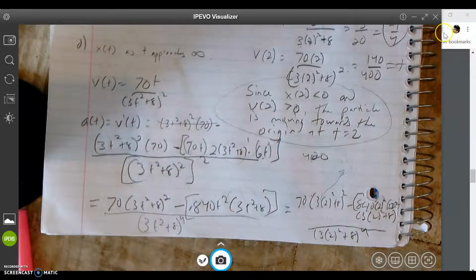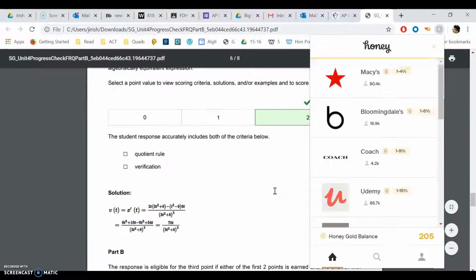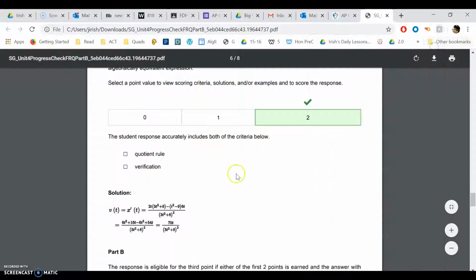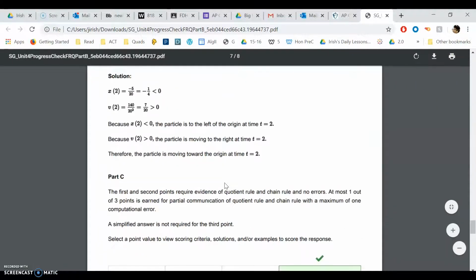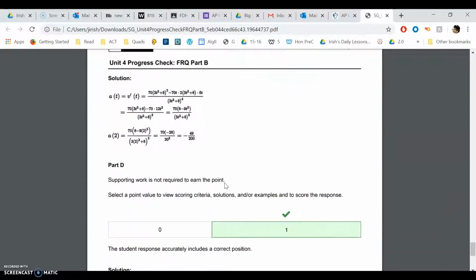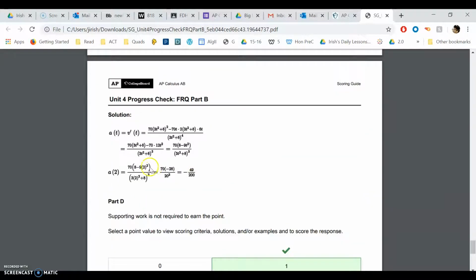The actual answer, let's see what it is. Because we have the answers right here. Oh, we don't want that. The actual answer is all this fun stuff, negative 49 over 200. But if you leave it like this, you're good. Because all those are acceptable. All right?